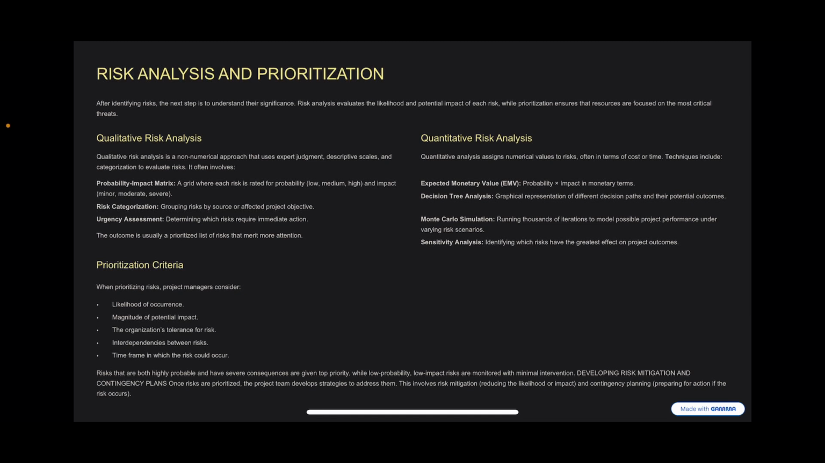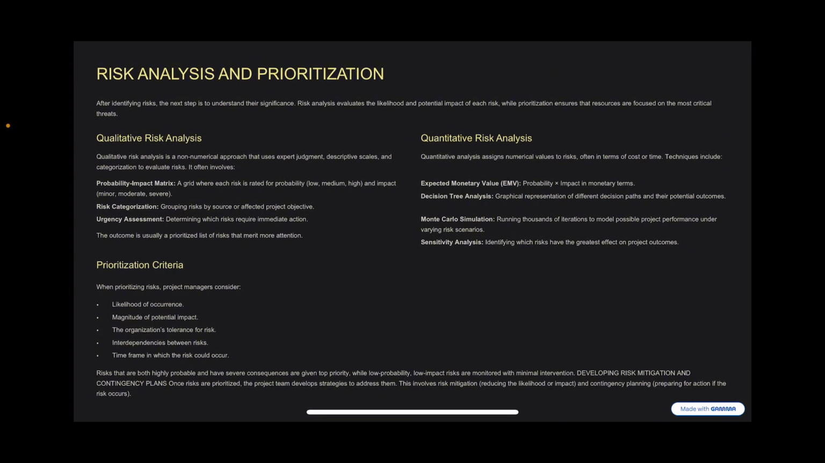It often involves, one, a probability impact matrix, a grid where risk is rated by probability. That's the low probability of this happening, or high probability of rain falling. What's the probability of rain falling in August? Is it high? Is it low? Is it medium? August is a rainy season in Nigeria, so the probability of rain falling here is high. That's how the probability impact matrix works.